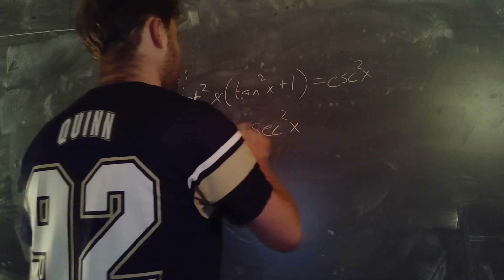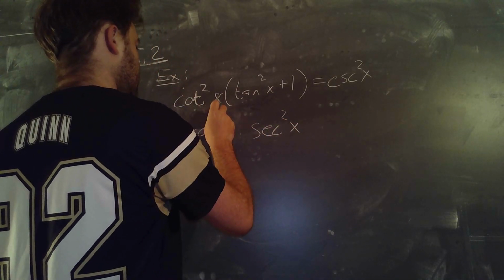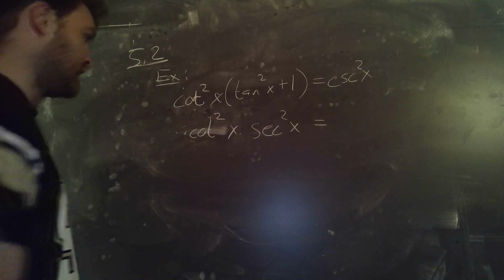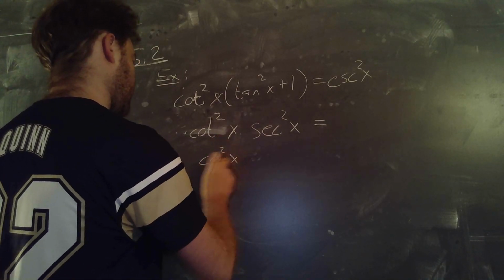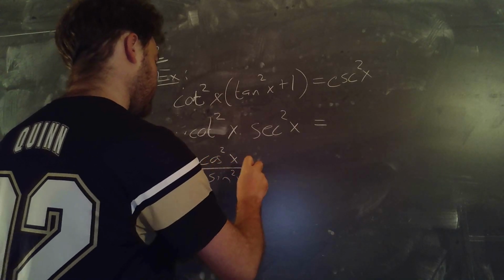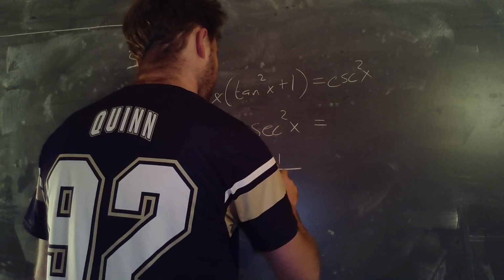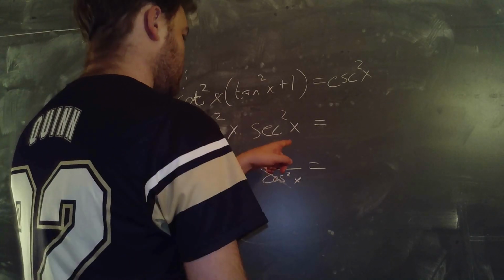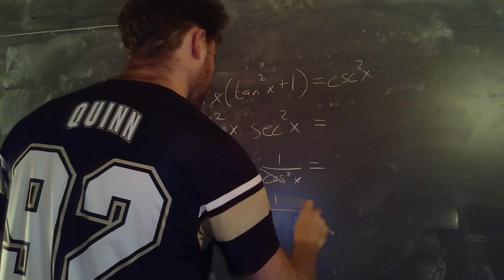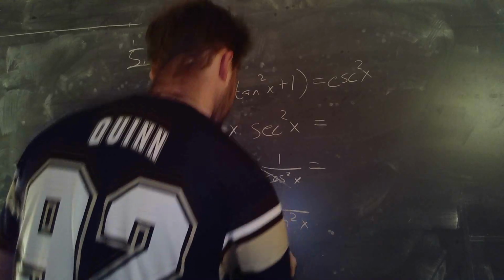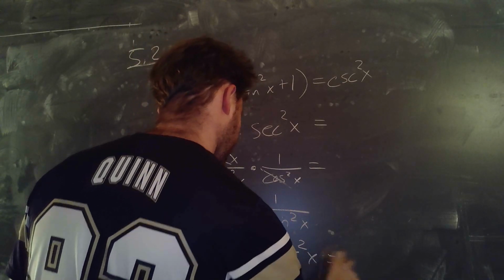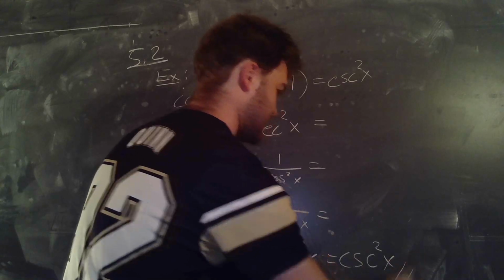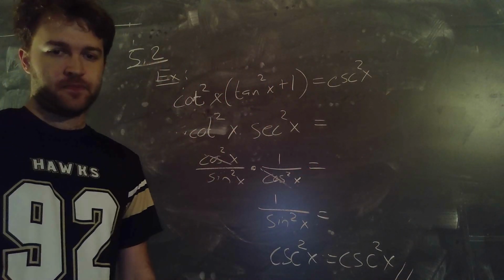And that gives me secant squared x times cotangent squared of x equals something. Well, notice that cotangent squared is cosine squared over sine squared, and secant squared is 1 over cosine squared. And here I have a cosine over a cosine, which leaves me with 1 over sine. So 1 over sine squared x is precisely cosecant squared x, which is required of our identity. And there we go.